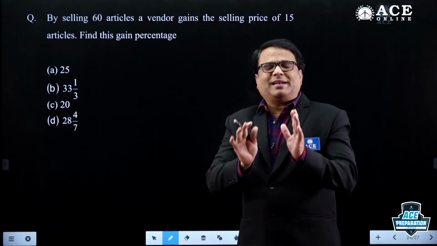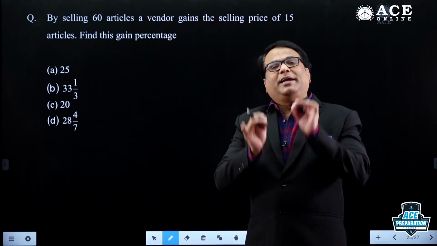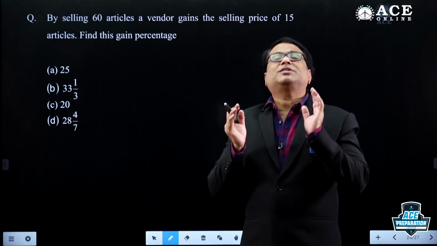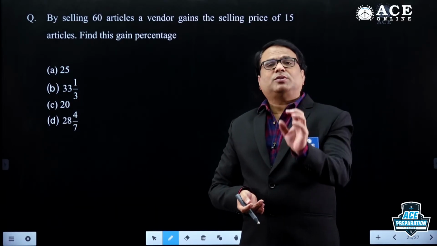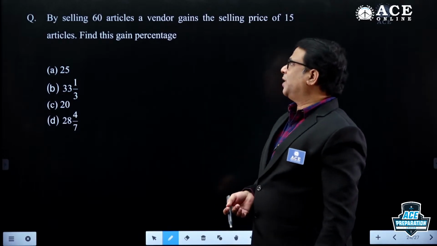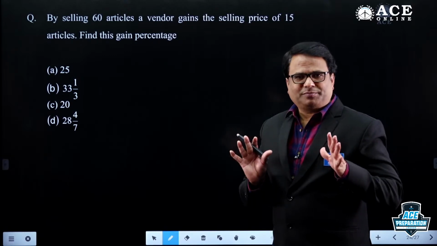So, a trader is selling 60 articles. By selling 60 articles, he is making profit. And how much is that profit? That profit is equal to selling price of 15 articles. Then what is his profit percentage? That is the question. Okay?